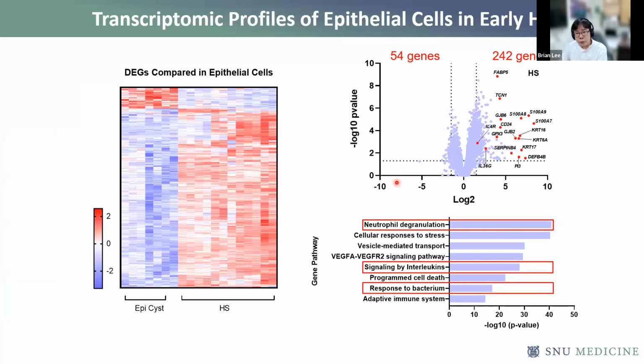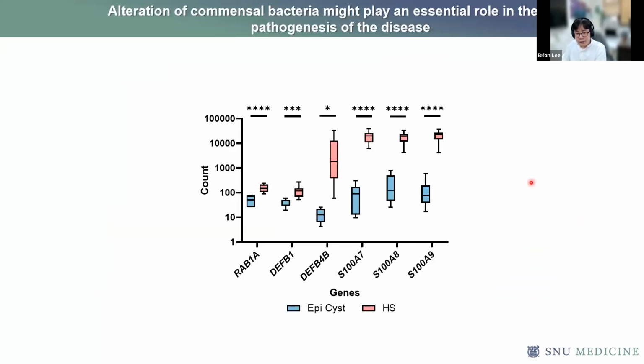And so one of the main findings when we compared epidermal cysts versus early HS was, when we subjected these ROIs to gene pathway analysis, we found, first of all, that neutrophil degranulation was heavily enriched in HS. Also, importantly, signaling by interleukins was also enriched, and also response to bacterium was heavily enriched in HS. And so we wanted to interrogate this phenotype a little bit further. And so some of the genes related to commensal bacteria we saw were highly elevated in HS, suggesting that this might play an essential role in the early pathogenesis of this disease.